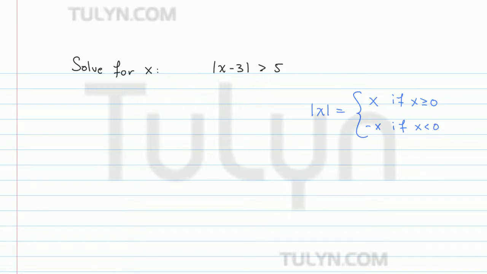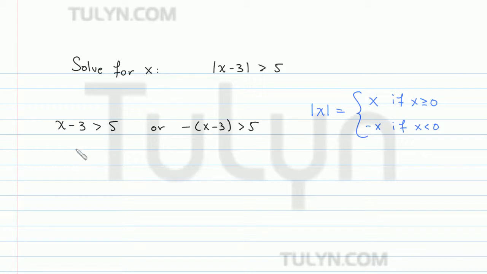So we can rewrite this inequality as x minus 3 is greater than 5, or negative (x minus 3) is greater than 5. And the reason we do this is because we don't know whether this x minus 3 is going to be positive or negative. So we want to solve for both cases. So we have the case where it's positive, which is just x minus 3, or the case where it's less than 0, in which case it's minus (x minus 3).